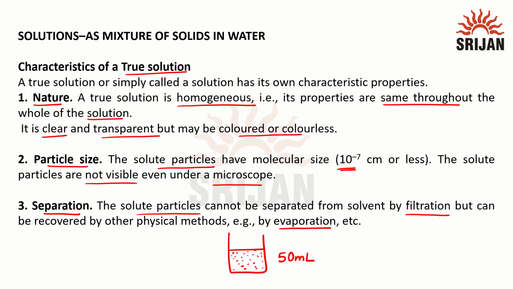If I let this solution of salt evaporate under the sun or under heat, the water, which is the solvent part, will evaporate. The water vapor will escape and the powdery part which is left behind will be the solute. So by evaporation we can separate solute and solvent.